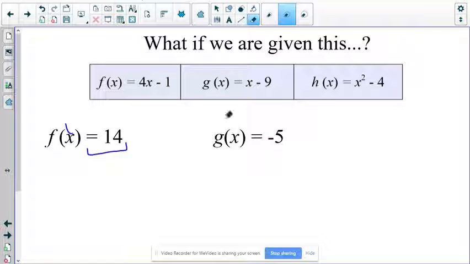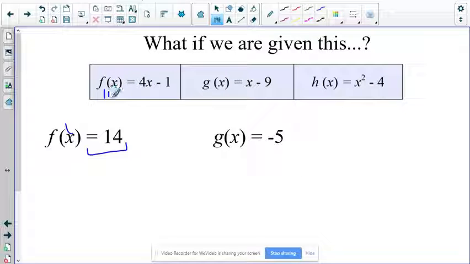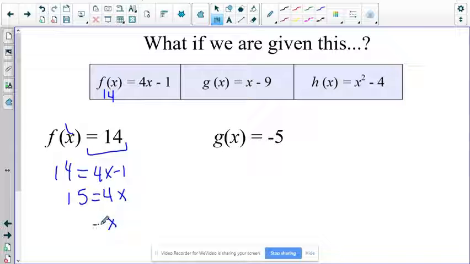And so what you have to do is set it equal to 14. Instead, I'm telling you f of x is equal to 14. So I'm going to go back up here and put a 14 right here, and I have to work backwards. So 14 is equal to 4x minus 1. I'm going to add 1 and say 15 is equal to 4x. So x is equal to 15 over 4.